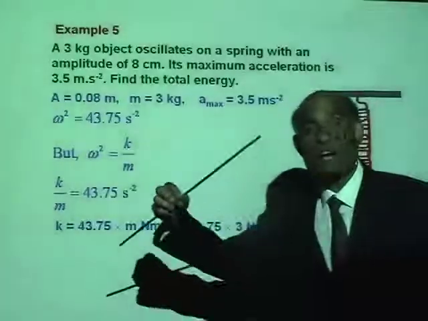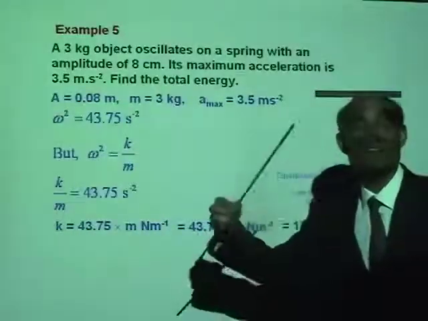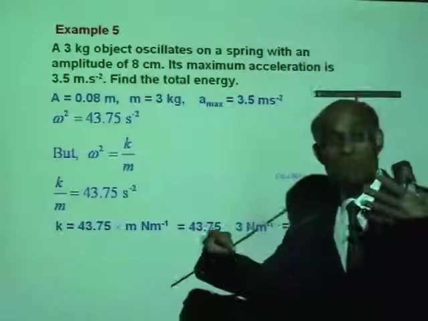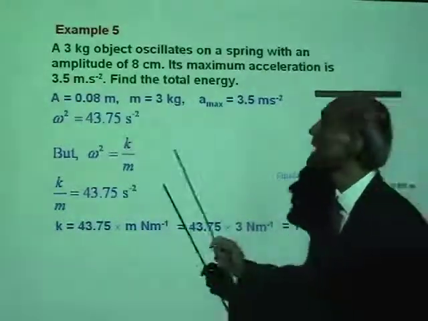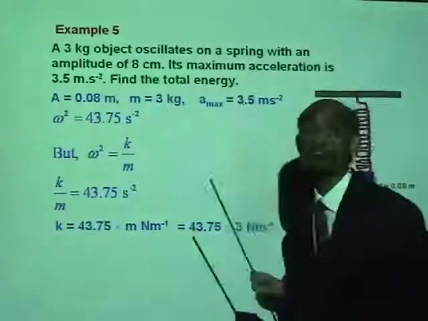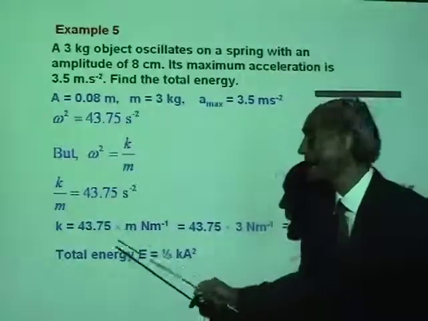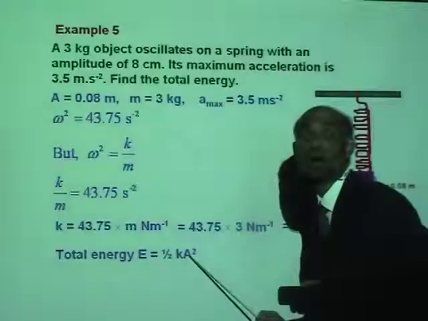Now look at the path we took to find that value of K. You must be able to do this on your own. And once you have the value of K, we say the total energy is 1/2 Ka squared.